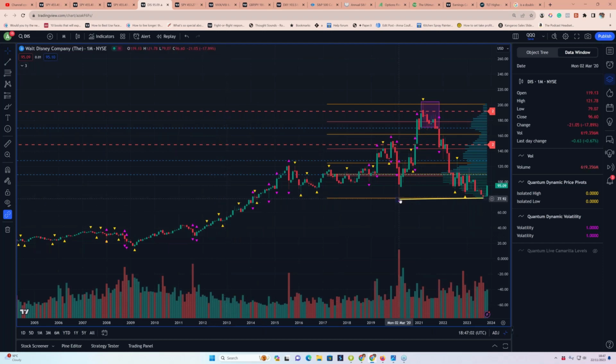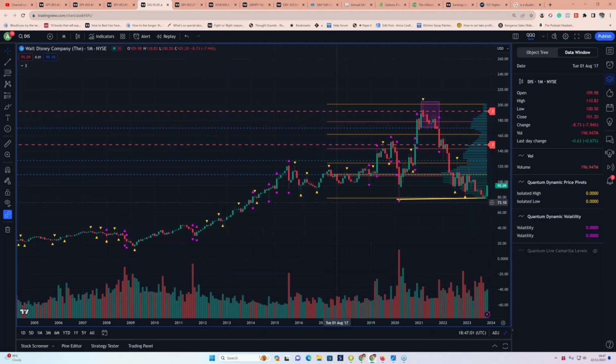Hopefully you can see my screen now. This is the weekly chart for Disney, and we've gone completely to the other end of the time frame spectrum, and there is a reason for this.